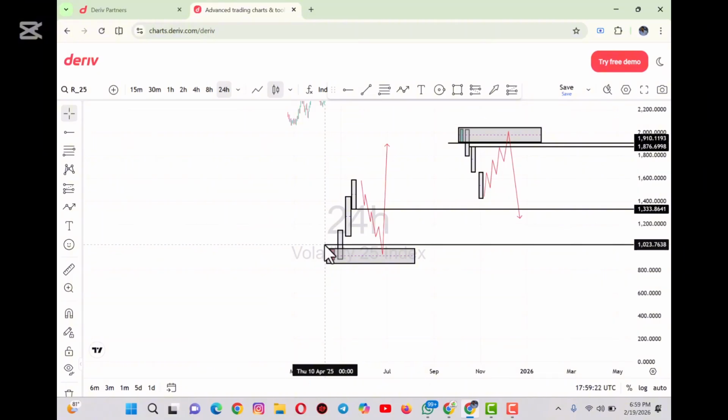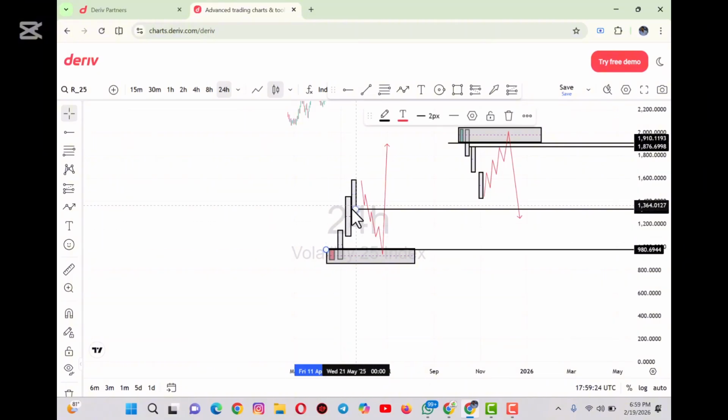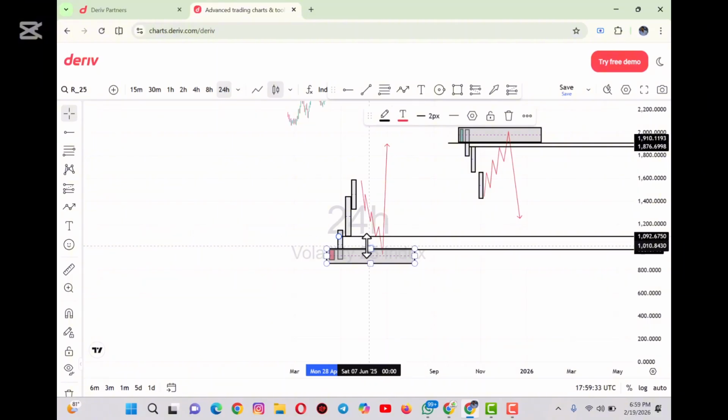So this is the closing point of this candle, and then this is the opening price of this particular candle. You can see that there is a gap between this point and this point. So this gap is what we consider to be an imbalance.